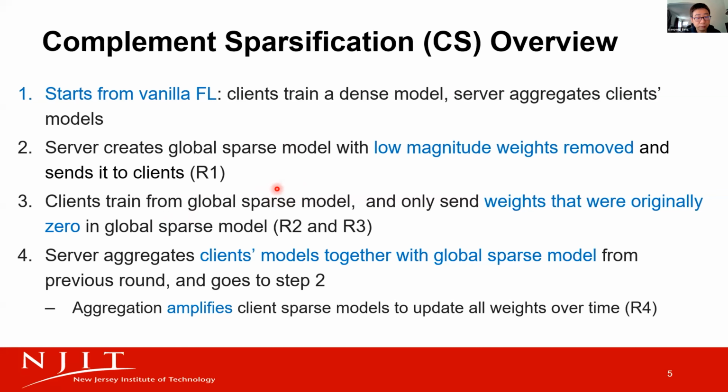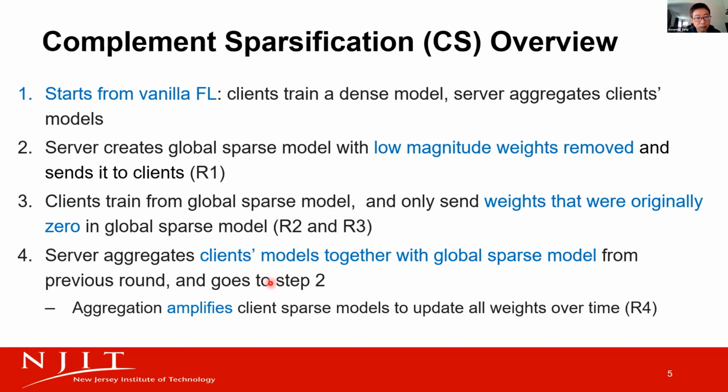From the training, we can produce a new dense model, but we only send the weights that were originally 0 in the global sparse model. In this way, the communication overhead from the clients to the server is reduced, and also the computation overhead of clients is minimized. Because in this process, we have the global sparse model and the client sparse model complement to each other. And then we can aggregate them together to produce a new global dense model.